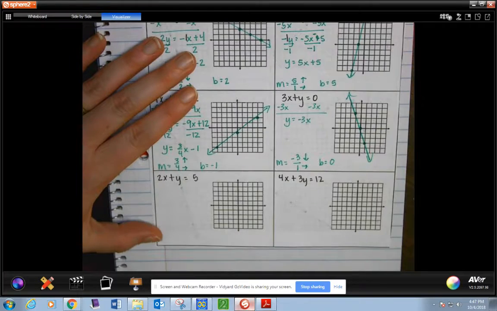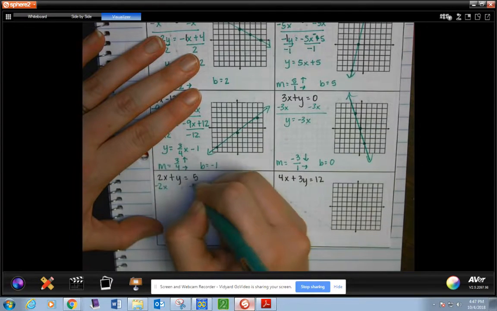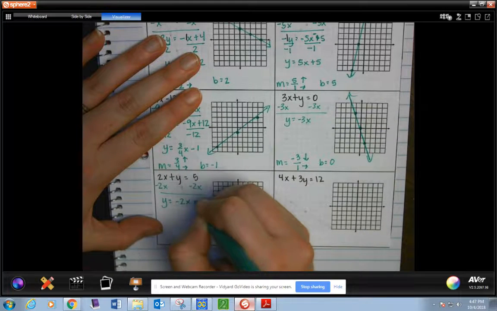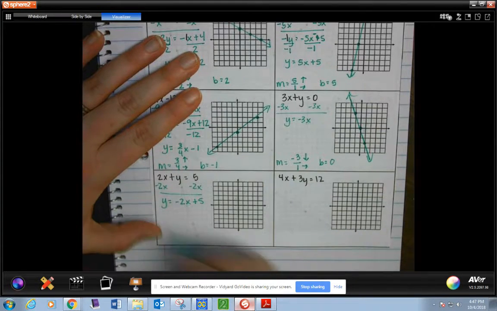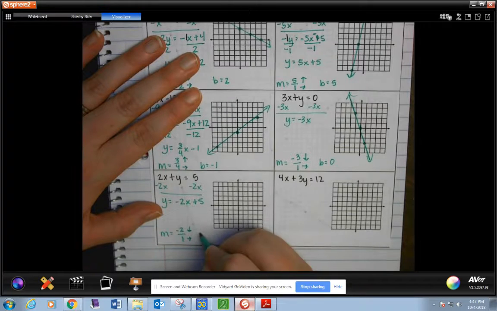Okay, 2 more of this style. I have 2x plus y equals 5. So I'm going to move the x by changing the sign. And that gives me y equals -2x plus 5. Since y is by itself, your slope is -2/1, which means we're going down 2 and right 1. And your y-intercept is 5.